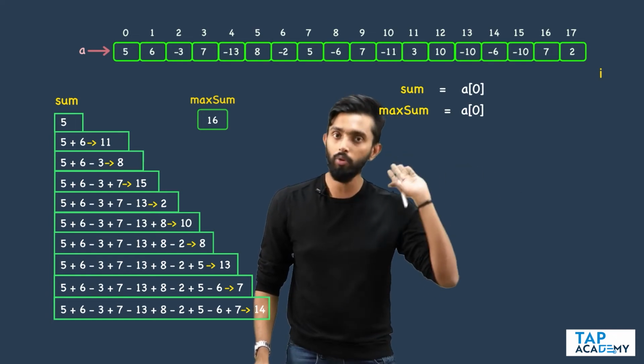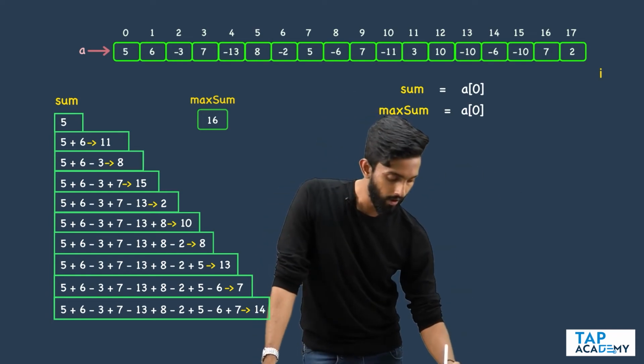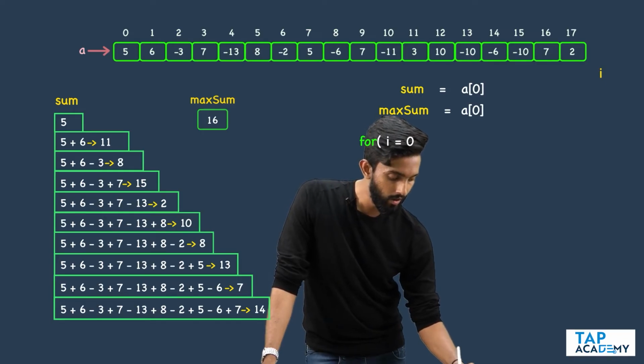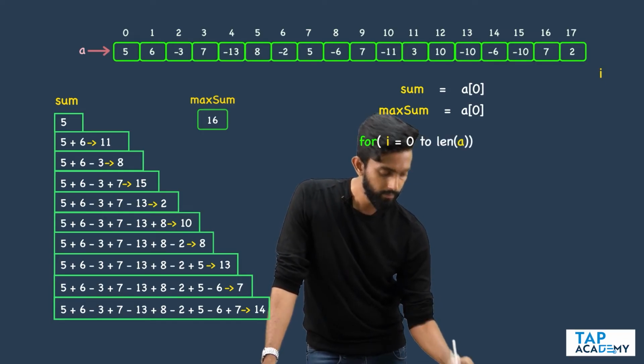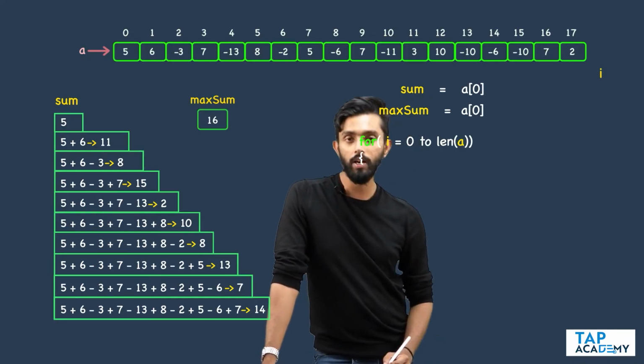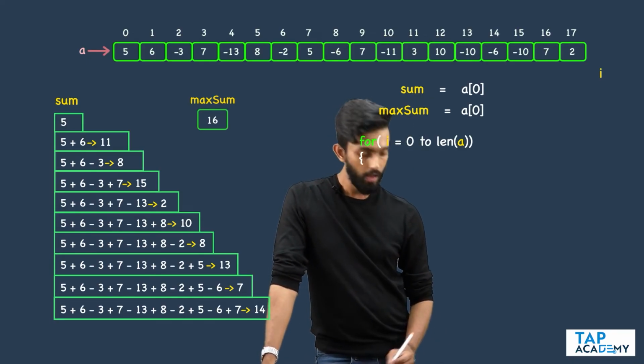Now from here I have to continue. So I will write for i starting from 0 till the length of a. Now what must happen inside this? What must happen inside this is very simple.